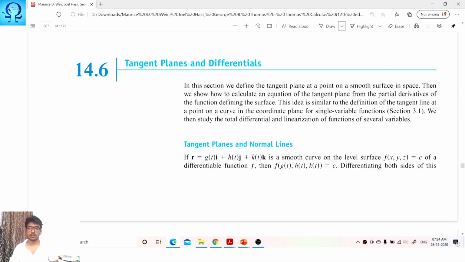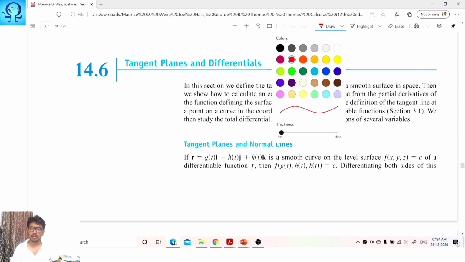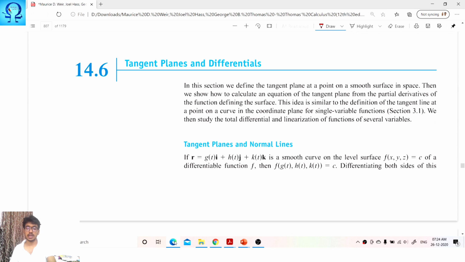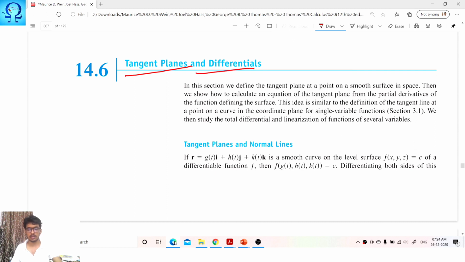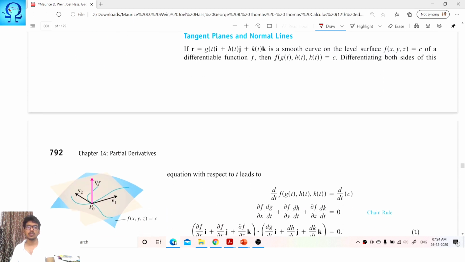Welcome back to a course on calculus for several variables. In this lecture, we are going to talk about some applications of the directional derivative. The primary application starts with the calculation of tangent planes and differentials. So, this is where we start our talk today.